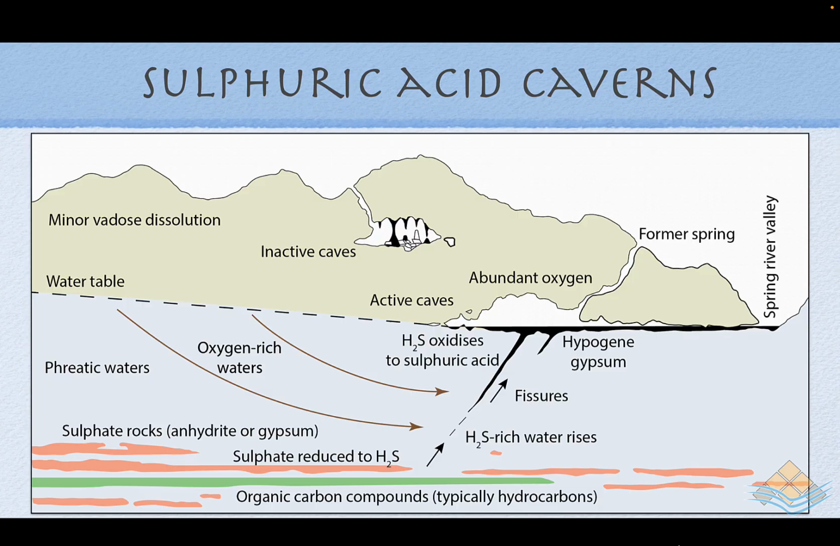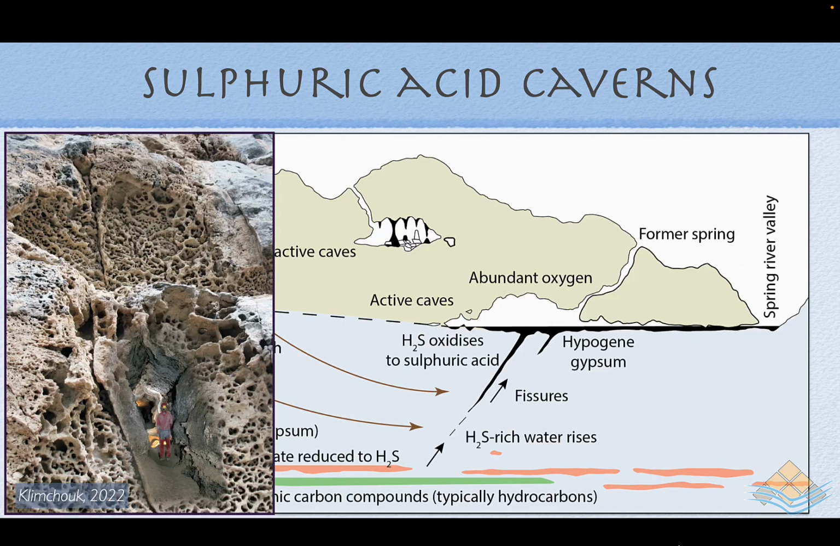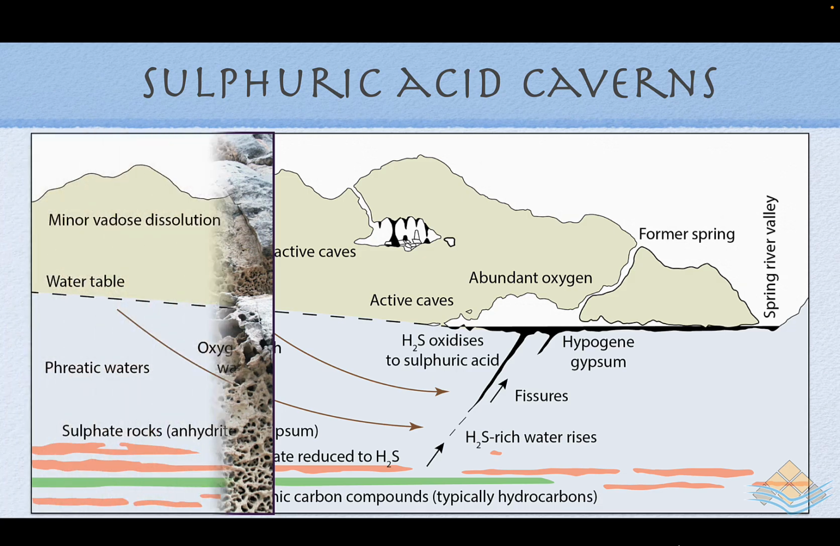These fissure-related systems have a very characteristic morphology. We can see it quite clearly in this image from Klimchouk in 2022, where we can see the fissure control. Then we can see the honeycomb leaching into the adjacent limestone related to that sulfuric acid leaching coming up that fissure-controlled hypogene cavern.